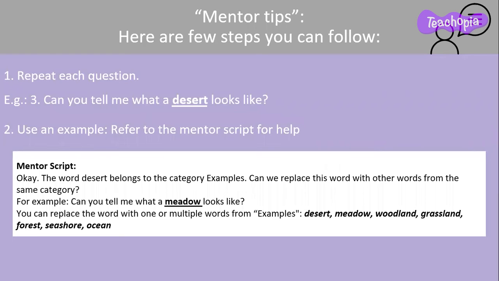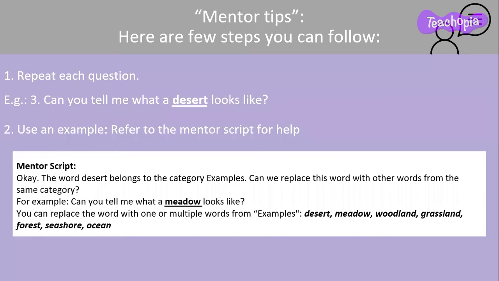So first you will repeat the question. For example, question 3 was, can you tell me what a desert looks like? So if you're dealing with this question, you will repeat this question: can you tell me what a desert looks like? And then you will use an example using your teacher mentor script. So here is a small excerpt from your teacher mentor script, and this is how you can use it in the Sanchalana center. Now, this will be given in your teacher mentor script. And how do you use it while giving an example? This is what you can tell the teachers.